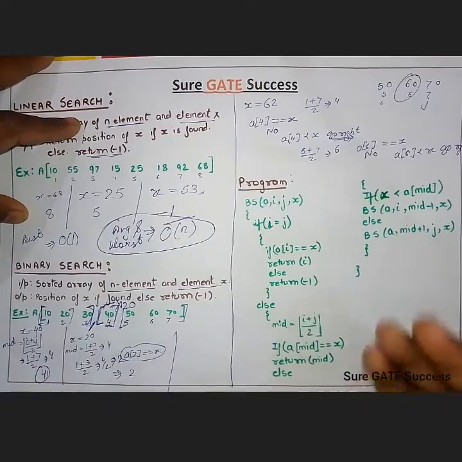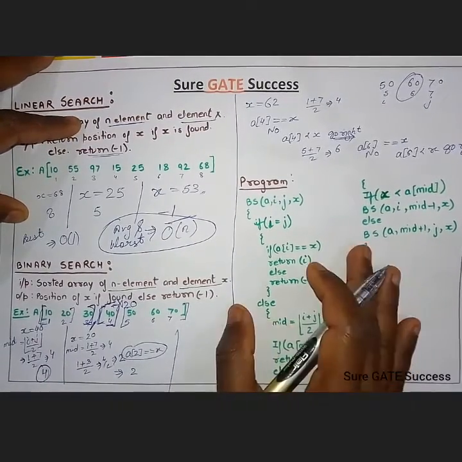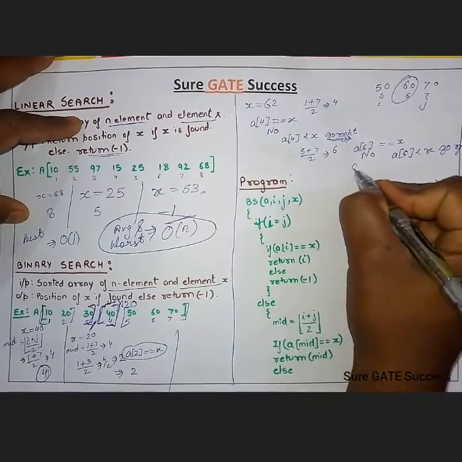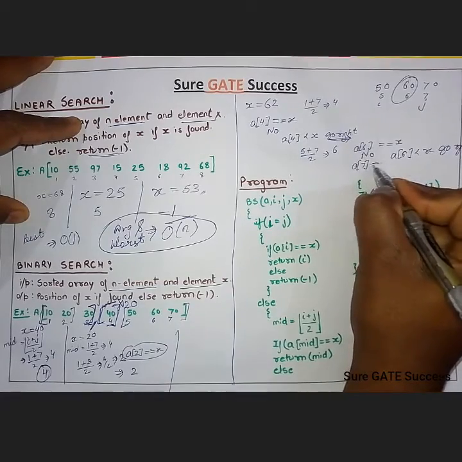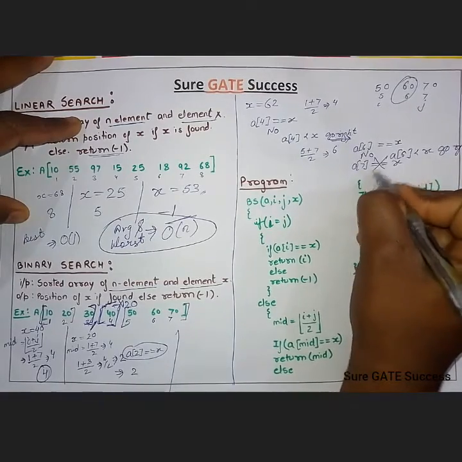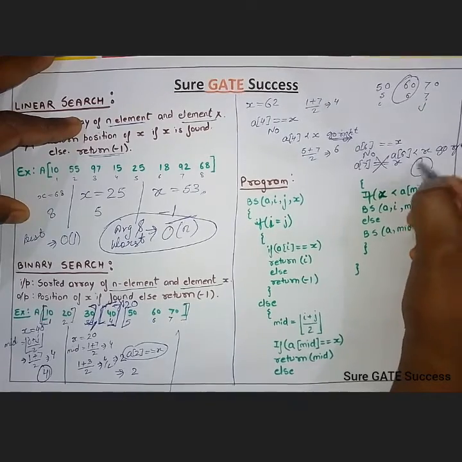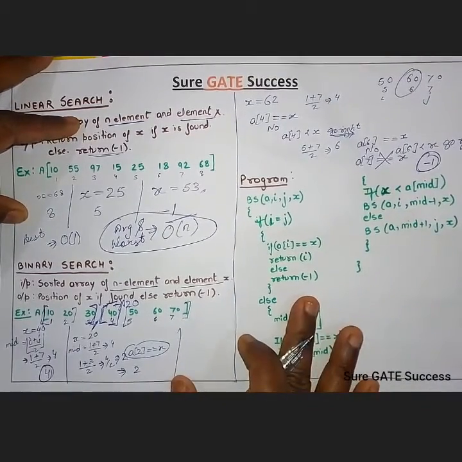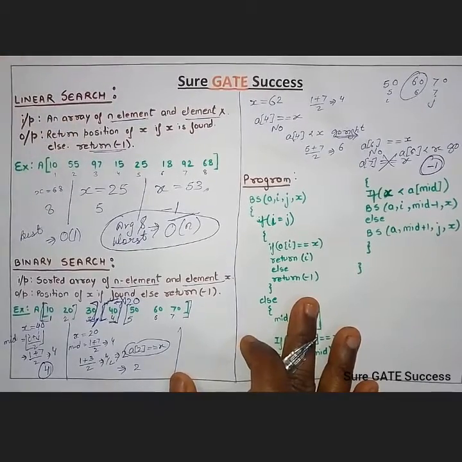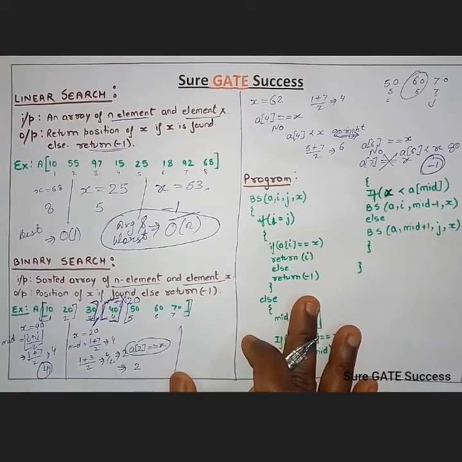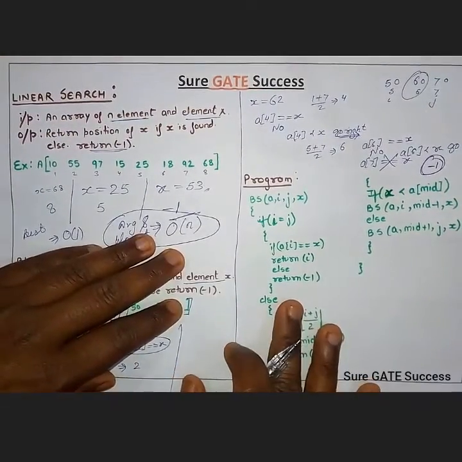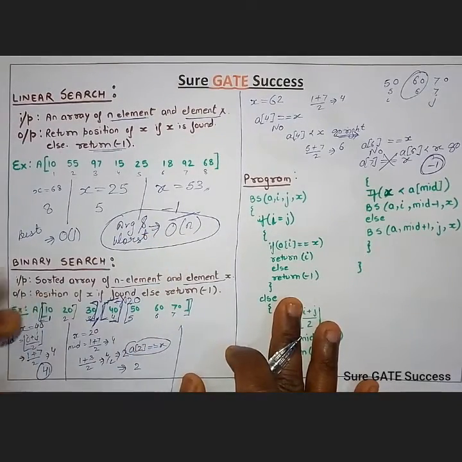In this case we have to again move to the right. So if we again move to the right, what is here? There is only one element, that is a of 7, which is also not equal to x. That means we have to return -1, that is, the particular number is not found. So this is the program. In a similar way we have applied it here, this is just a program for that.